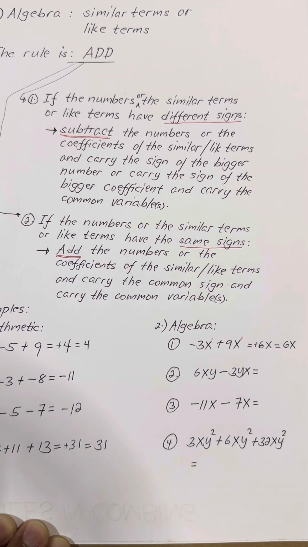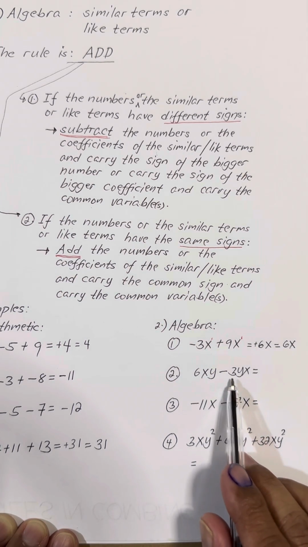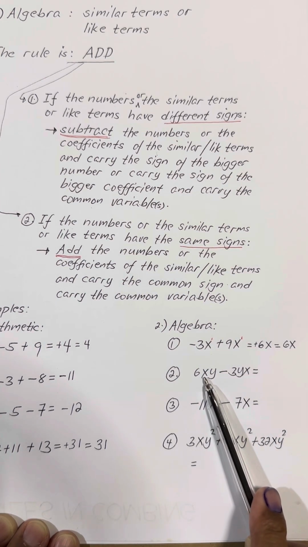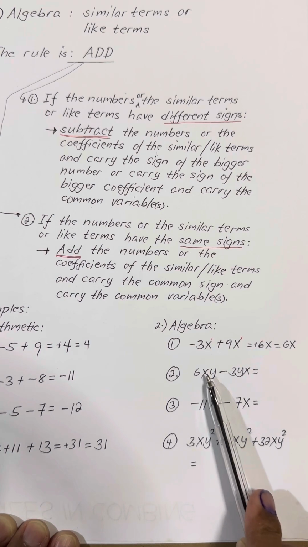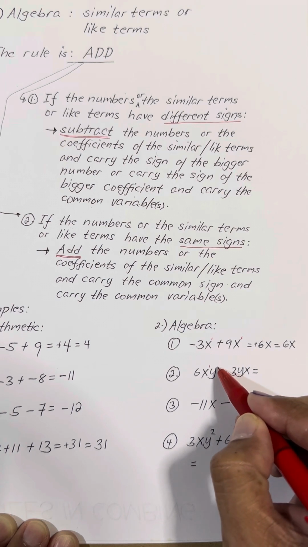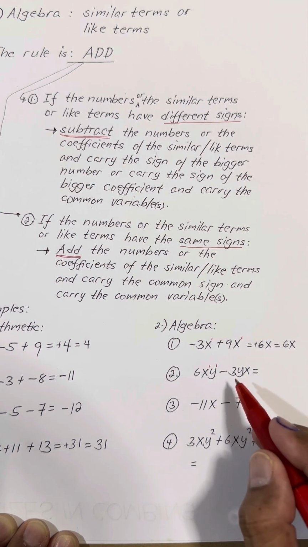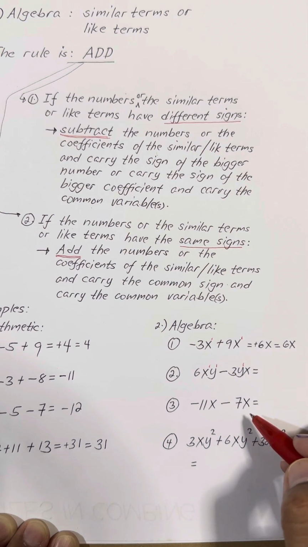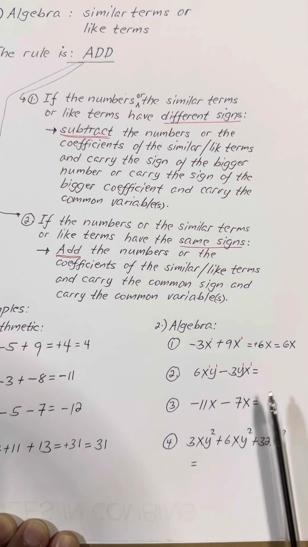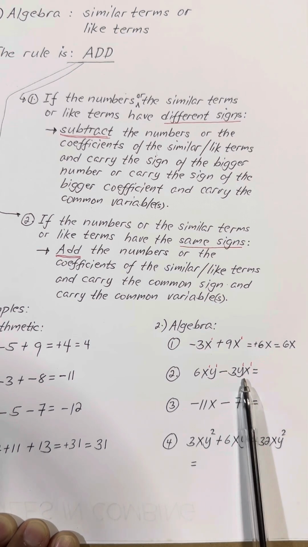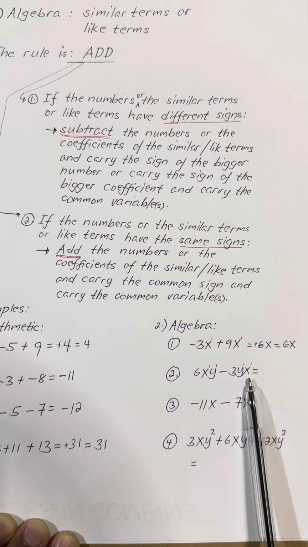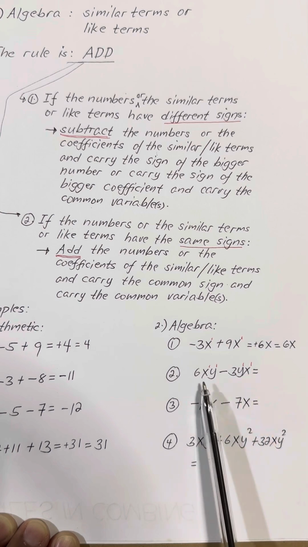Okay? Next, we have 6xy minus 3yx. If you look at the variables, they are the same, and the exponents are the same, because x is understood to have 1 as exponent, y is understood to have 1 as exponent, and also here y's exponent is 1, x's exponent is 1. So we can say that they are similar, although they are not in the same arrangement, because here we have x first and then y, here we have y followed by x, but they are just the same because this is multiplication.